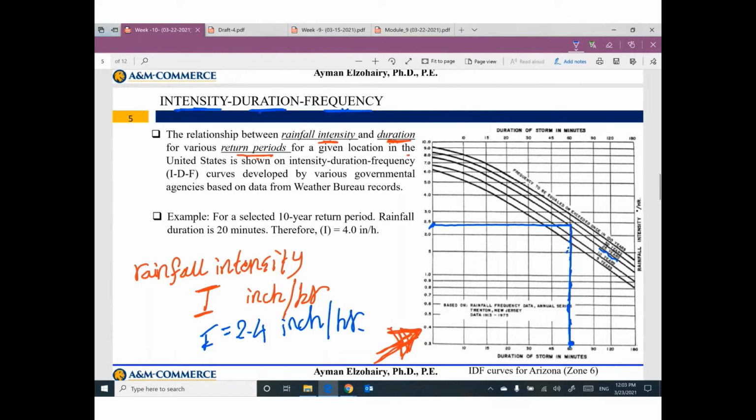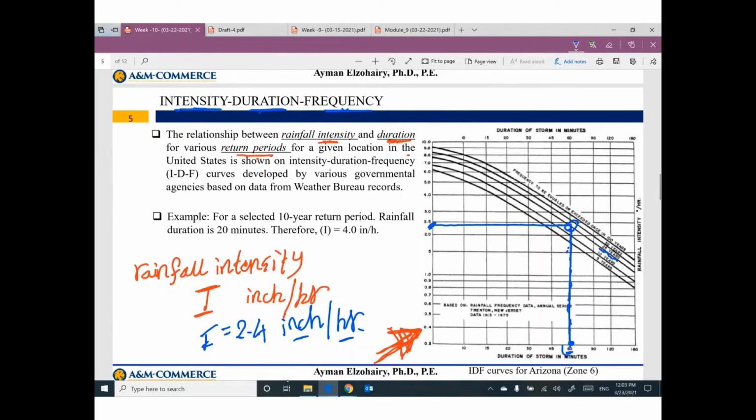What does it mean? This rainfall, which will last for 60 minutes and will be repeated in this city every 25 years, will give you intensity equal to 2.4 inch per hour. What does it mean? Every hour, we can expect 2.4 inch of water. That makes sense?